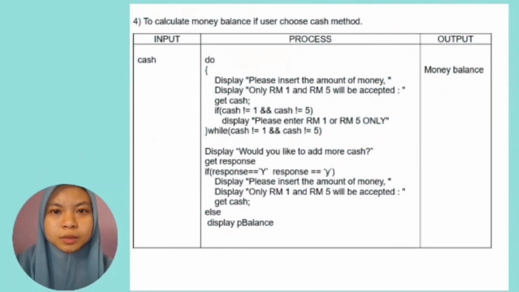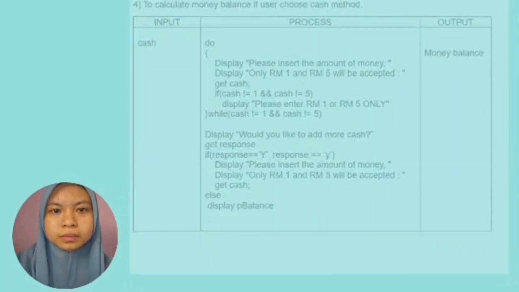This analysis is to calculate the money balance if the user chooses the cash method. Input is cash. Process: display "please insert the amount of money and only RM1 and RM5 will be accepted". The system will also ask if the user needs to add more cash. It will display P balance and the output is the money balance.